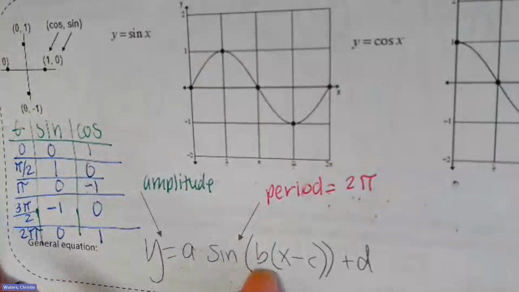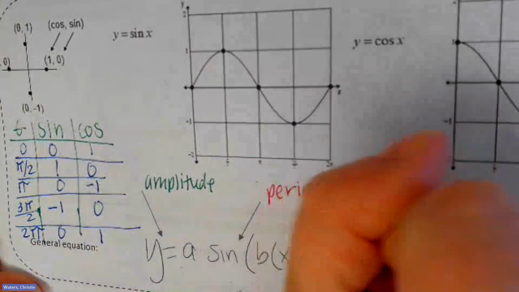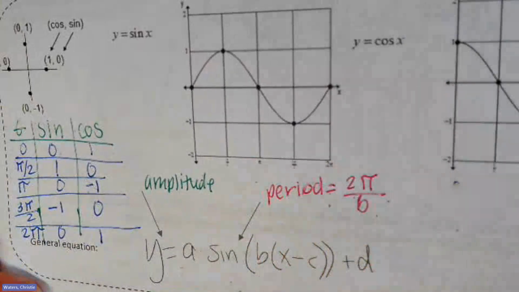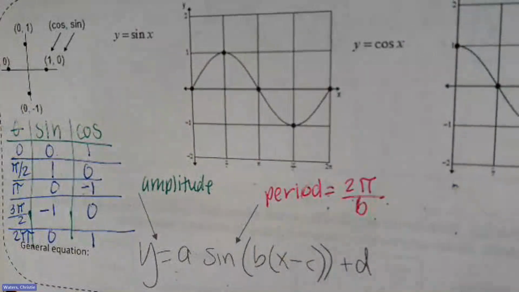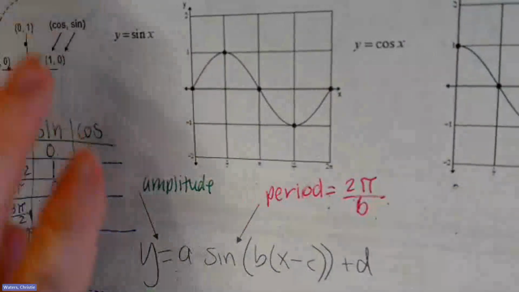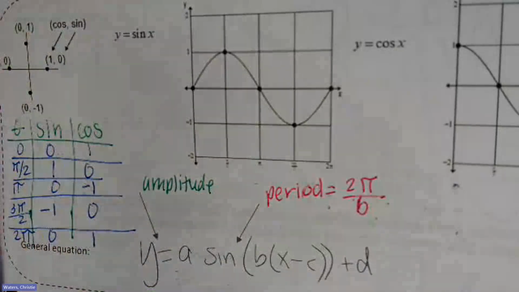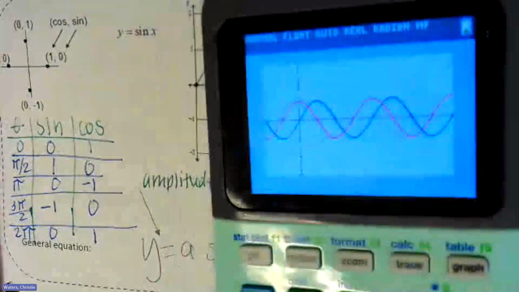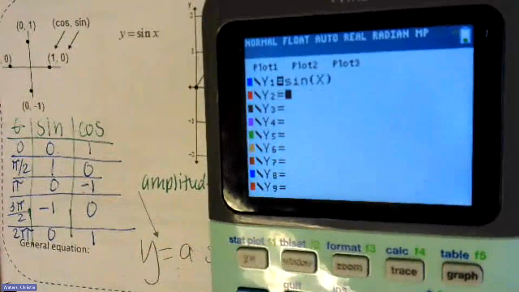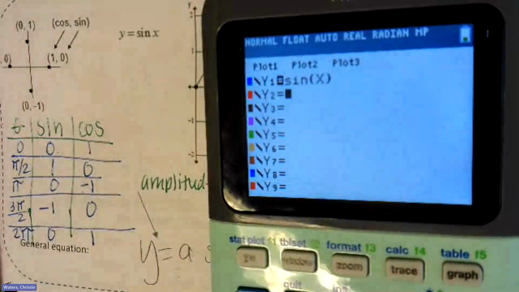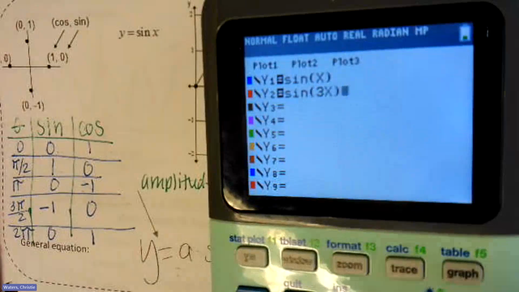But if there's a b value here, we divide by the b because it can be squished up shorter or stretched out longer. I'll show you some of those in a minute. Okay, so let's go ahead and take a look. I'm just going to play with my calculator a little bit. So let's say instead of just sine and cosine, we'll leave the sine on there, and I'm going to try a different period. So let me try sine of 3x.